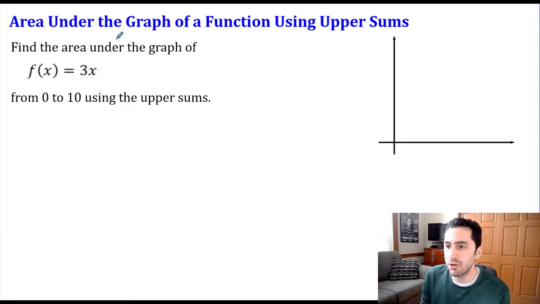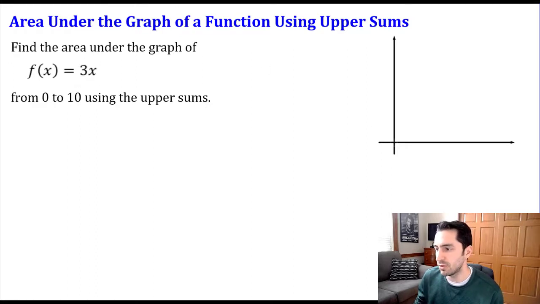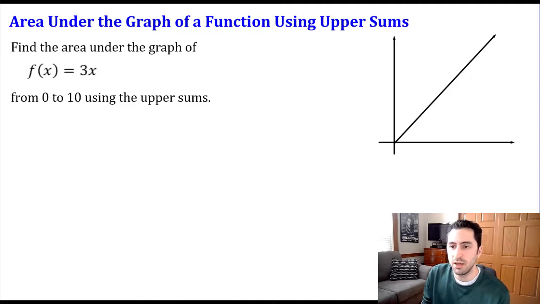So the first thing, why don't we graph our line? This is just the function 3x. This is a linear function, a line with a slope of 3. I'm just going to sketch this in. It goes through the origin (0, 0), and it's got a slope of 3. So maybe something like this. And we want to take a look at the interval from 0 all the way up here to 10. So the area we want to find is going to be this triangle underneath this line.